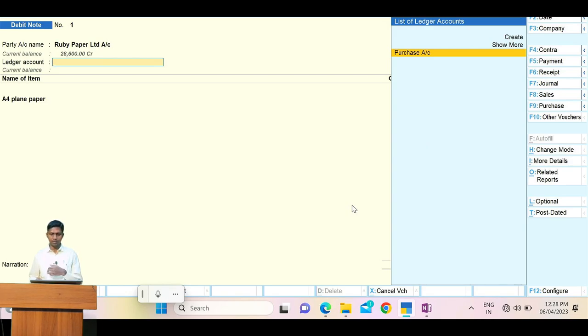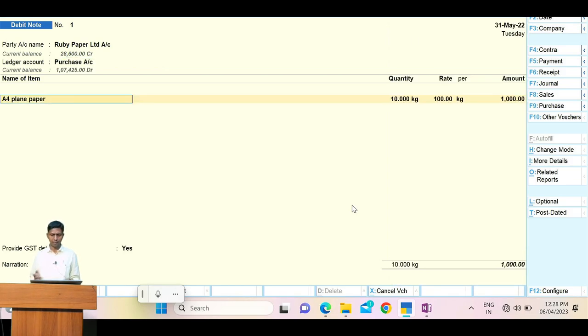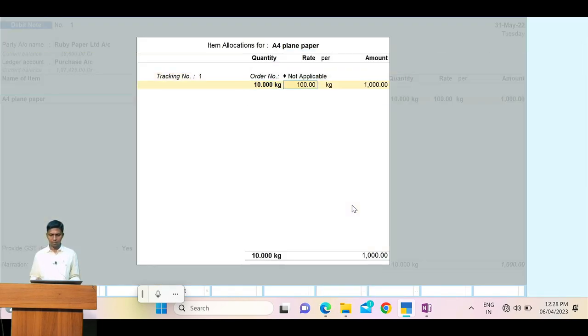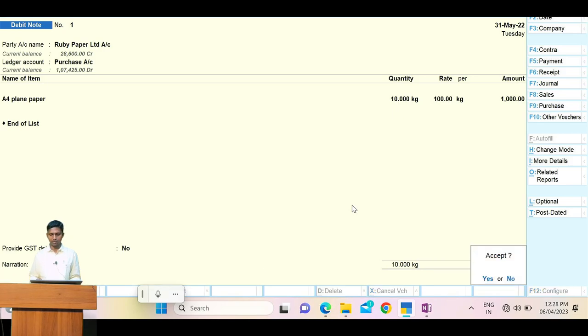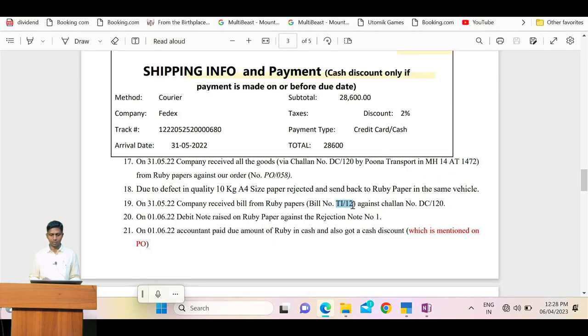which ledger, check the list, related to purchase only, from purchase, whatever we have purchased, na? From that only we are sending it back, and whatever we are sending, that you will get automatically, because we have already passed rejection note entry. Enter, we don't want to provide GST, enter on 31st only, accept it, over, this entry is also over.